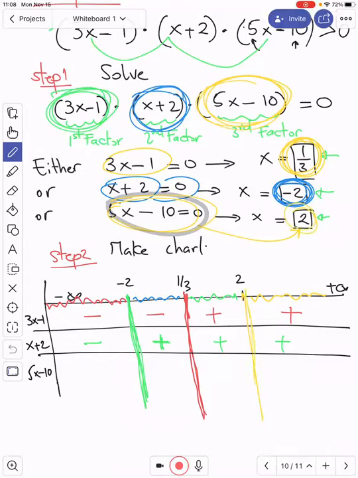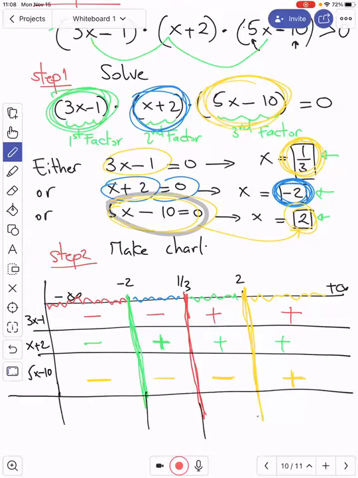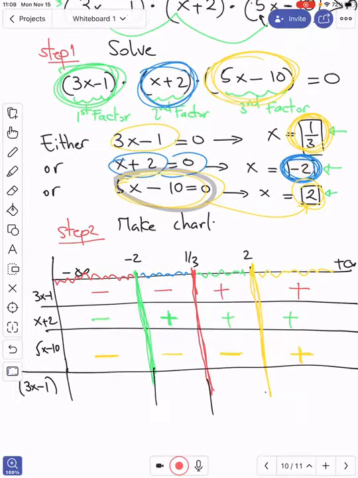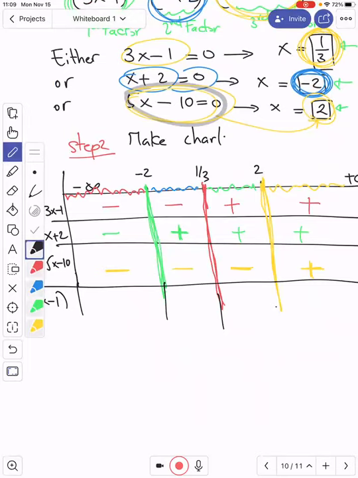So you take the line where it's positive 2. It's going to be positive on the right side of the positive 2, and going to be negative on the left. You see, and now I can just multiply. So you need to multiply 3x minus 1 times the x plus 2 times the 5x minus 10.